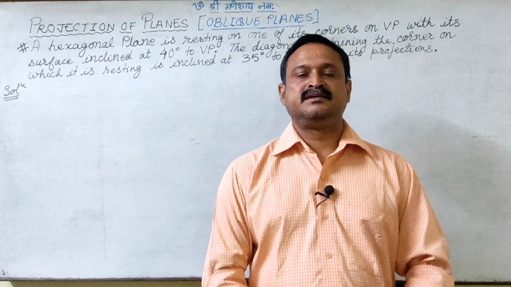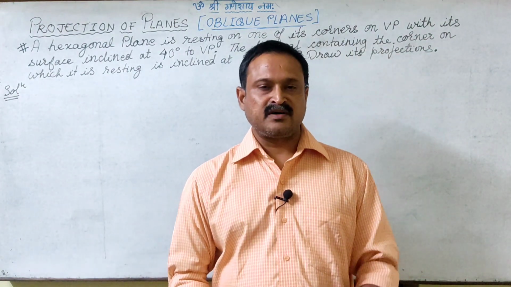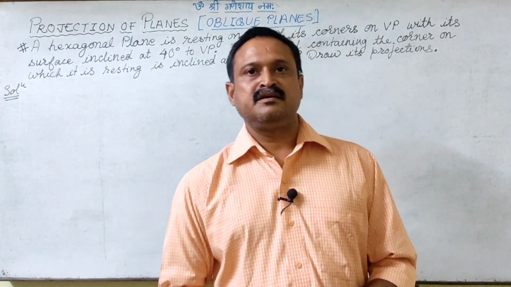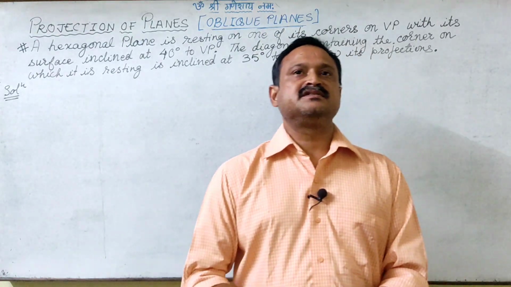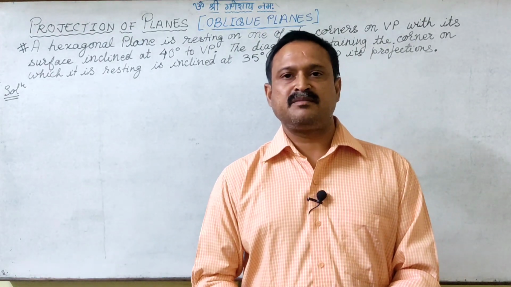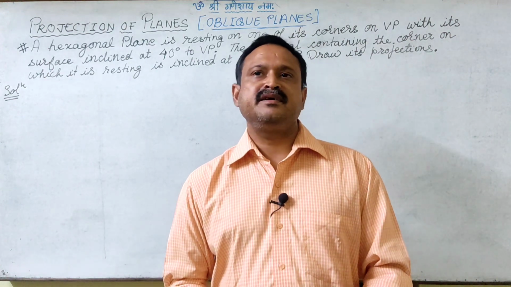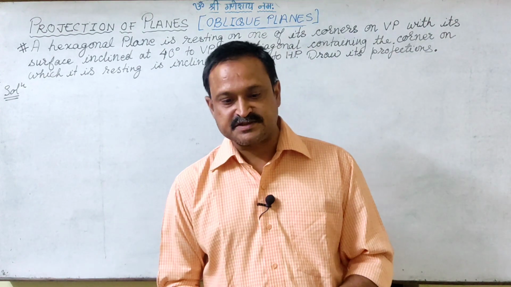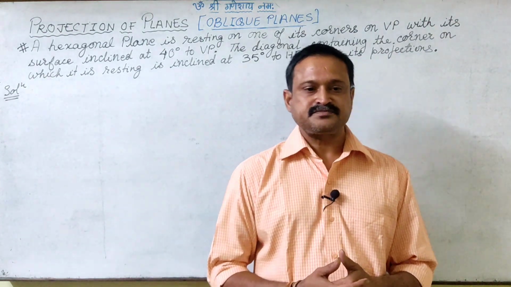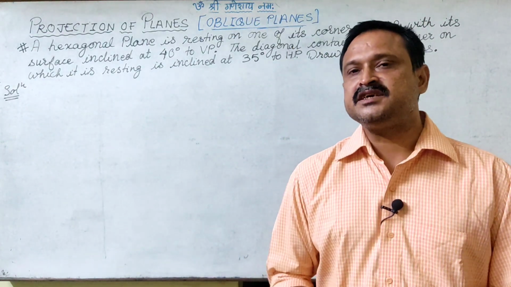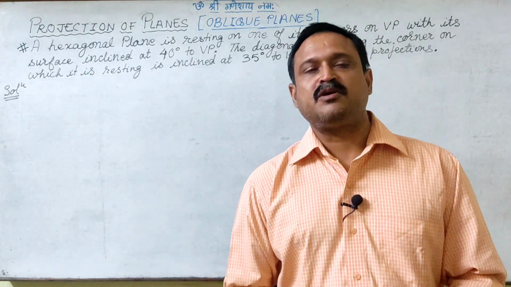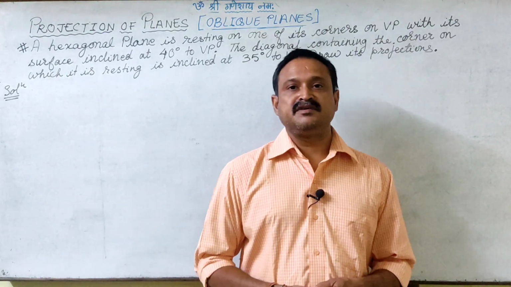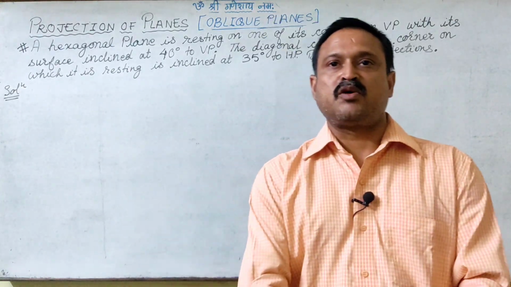Now, in the last session, we discussed a problem where a plane was resting on one of its edges on a principal plane, and it was in oblique condition, and we have seen how to get its projections. Now there is another condition as well. So in this session we will see how to get the projection of a plane when it is resting on one of its corners.